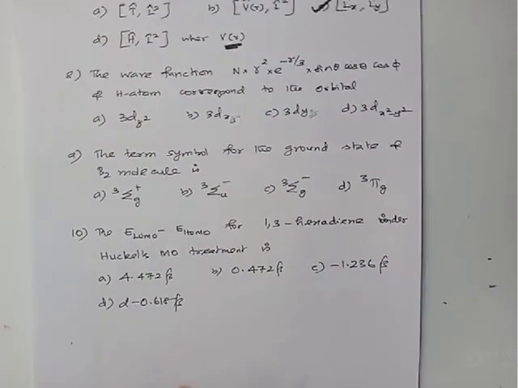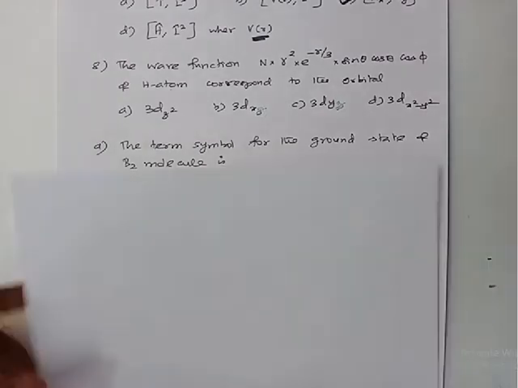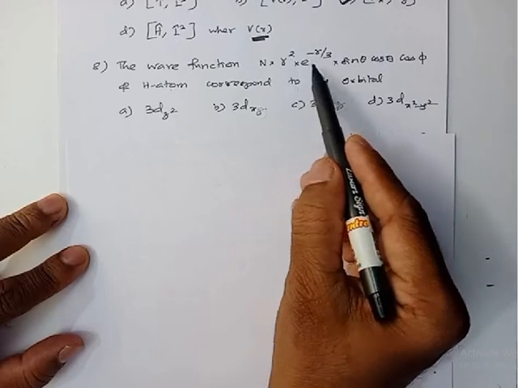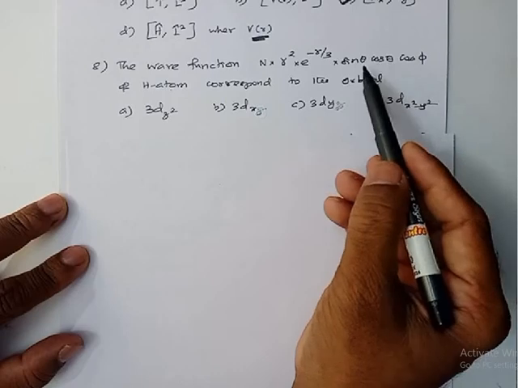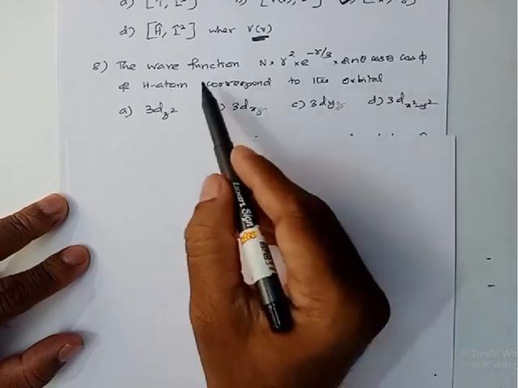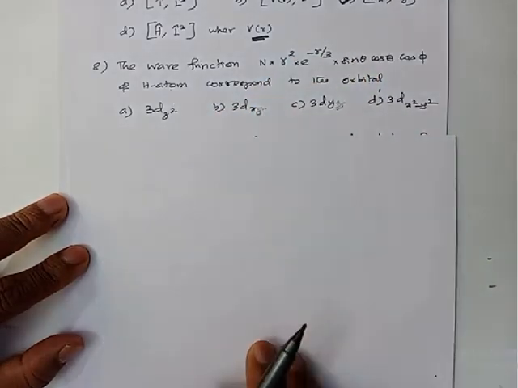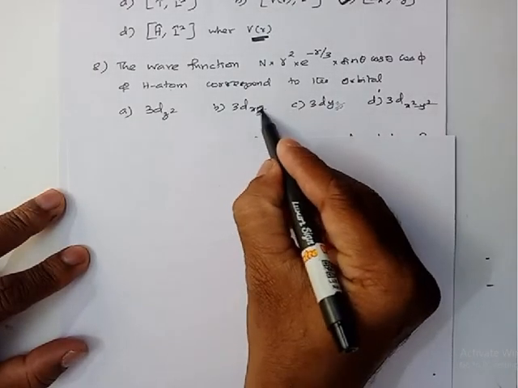Question number 8. Just go through the question. The wave function is N into r square e power minus r by 3 sin theta cos theta cos phi of a hydrogen atom, where N is the normalization constant. This corresponds to which orbital? 3d z square, 3d xz.